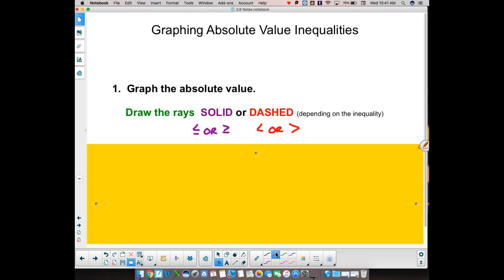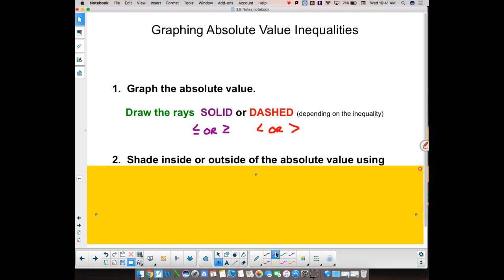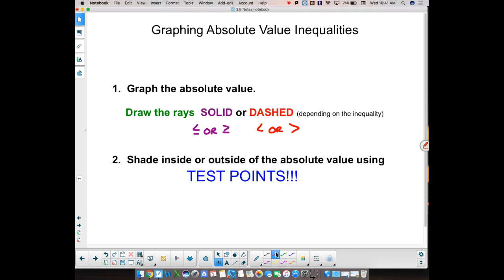Again, we have test points, except now we are going to shade inside the V or outside the V, depending on the truthiness of our test point. So you can pick any point again for a test point. Again, it just can't be on the V. But you're just going with the truthiness now. If it's true, you shade on wherever that test point is, just like with lines. So if it's inside and it's true, you shade inside. If it's outside and it's true, you shade outside. If it's inside and it's false, you shade outside. If it's outside and it's false, you shade inside. Let's dive right into these.